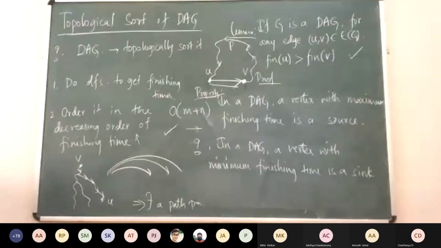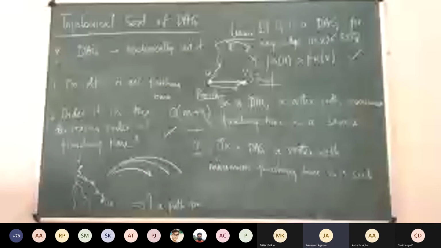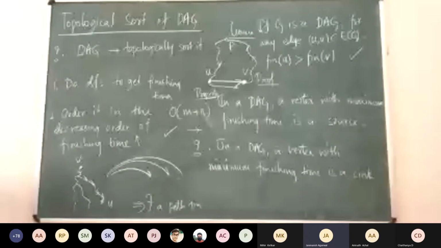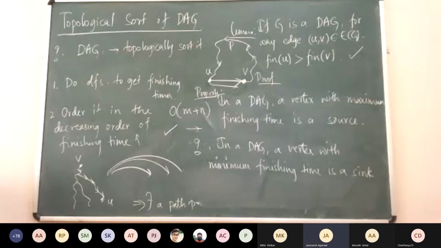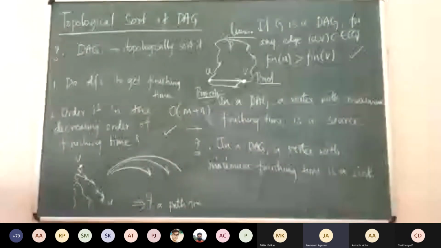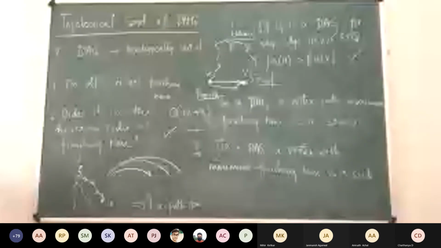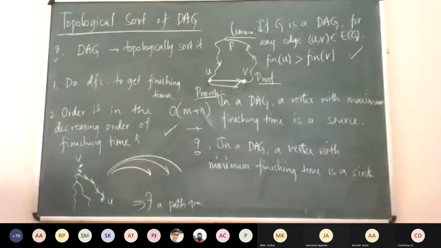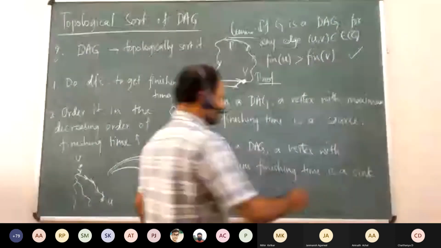Okay, why? We can prove by contradiction. If the vertex with minimum finishing time is not a sink, then there should be some vertex reachable from the current vertex. But if that's the case, then that vertex will have finishing time less than the current vertex, but the current vertex has the minimum finishing time, so we reach a contradiction. So it has to be a sink. Before this vertex finished, we would have reached that particular vertex, right? Yes, sir. This looks true, right? In a DAG.